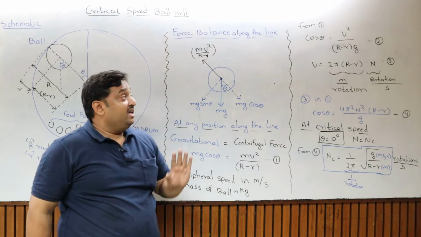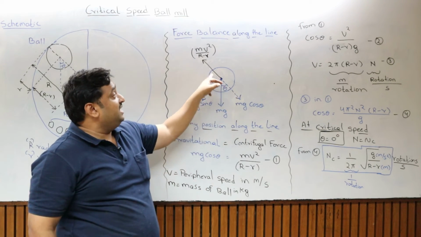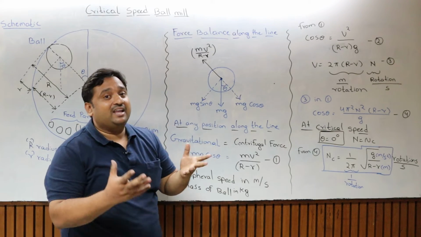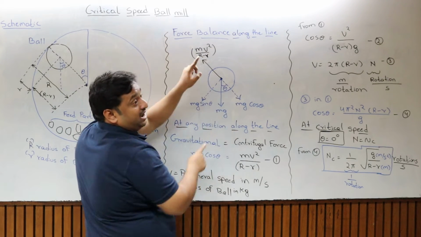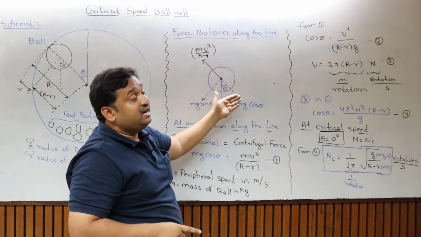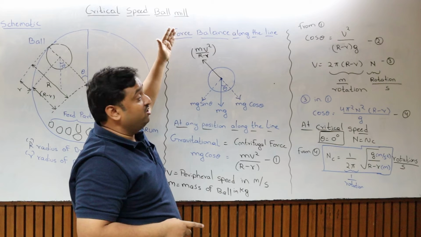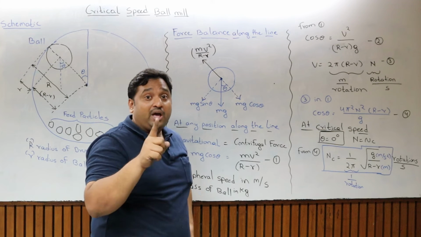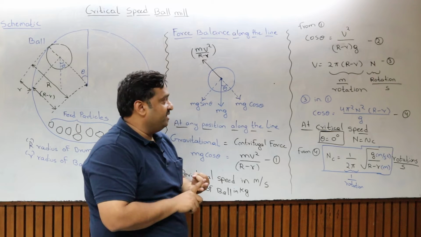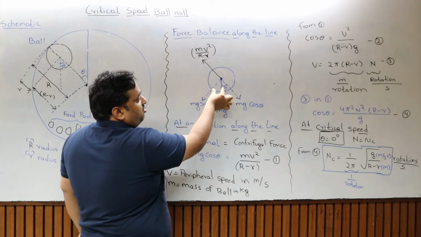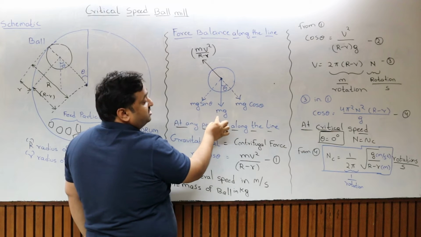Force balance. If I take the ball here, I take two forces, one is the centrifugal force and one is the gravity force. I always have to take the balance along this particular line, because along this line the centrifugal force is acting from the center to away from the center. So along this line I have to consider the gravity component and the centrifugal force. mg always acts downward. This is the gravity force mg.